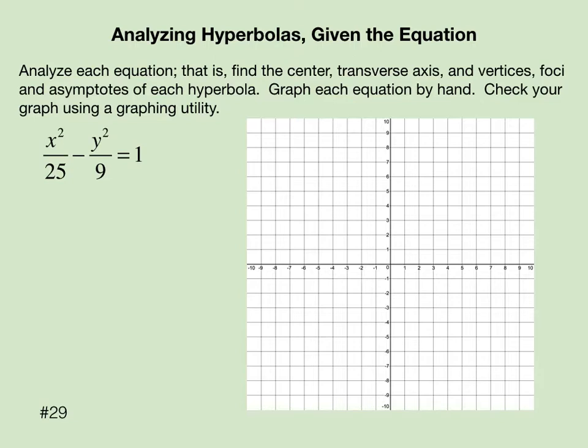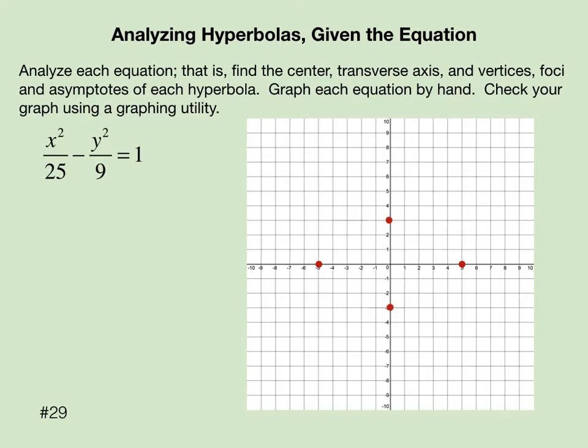We can start by graphing the two vertices. The vertices will be the square root of 25, which is underneath the x squared term. So 5 and negative 5 are our vertices. Our co-vertices will be the square root of the number underneath the y squared term. So we're looking at 3 and negative 3.